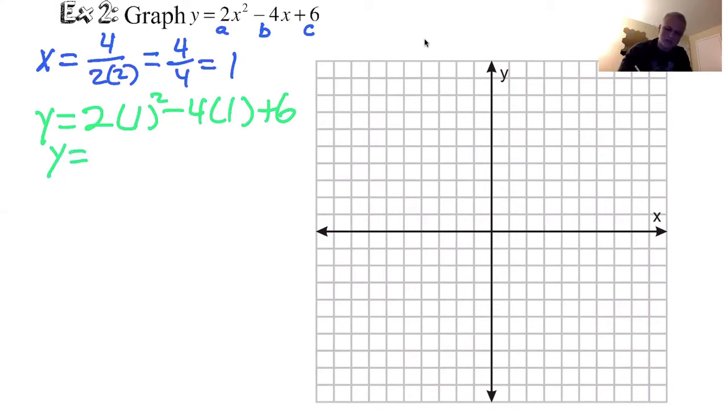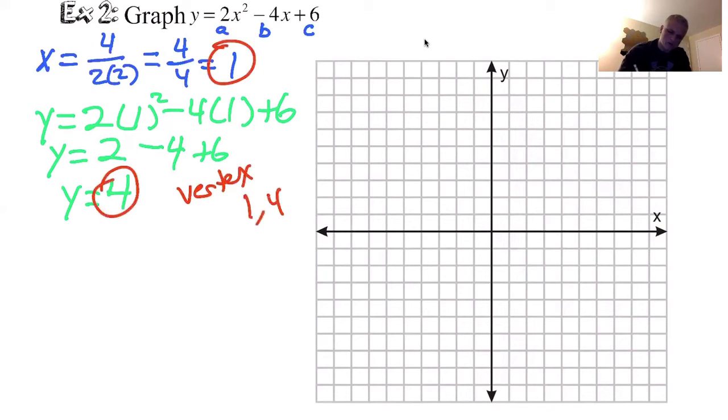People will make this mistake. Don't make this mistake. Do the exponent first. 1 squared is 1 times 2 is 2. Minus 4, because 4 times 1 is 4, plus 6. 2 minus 4 is -2, plus 6 is 4. So that means my vertex is at 1, 4. Okay. There's my 1.